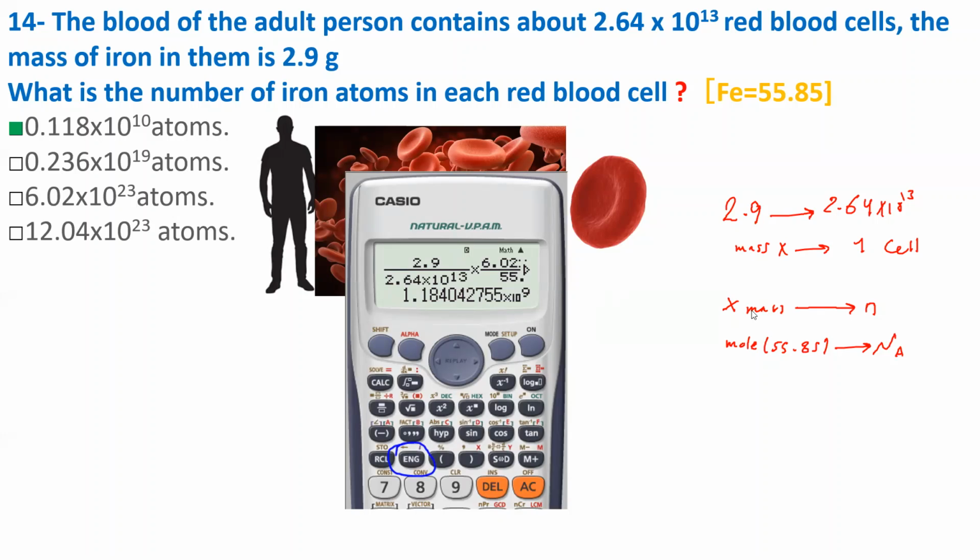And the second is the result, the answer, which is n: Avogadro's number by x mass, which is the result, divided by the molar mass. So the result will be another number. And by using the ENG button, it gives this value, which shows that the answer is E. Don't forget, if the result is not found here, you can use the ENG button. Thank you.